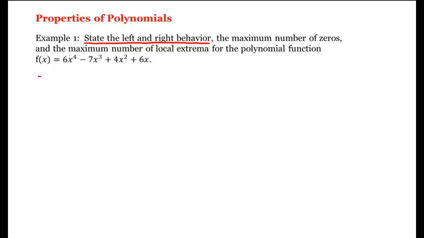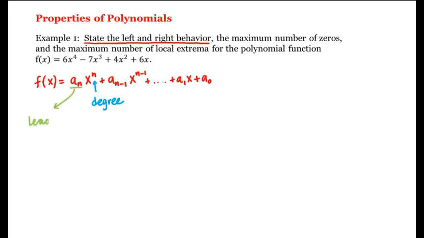Now, a polynomial function is one of the following form. f(x) is equal to a sub n x^n plus a sub n minus 1 x^(n minus 1) plus ... a1 x plus a0. n here is called the degree of the polynomial, and a sub n is called the leading coefficient, which we are assuming is non-zero.